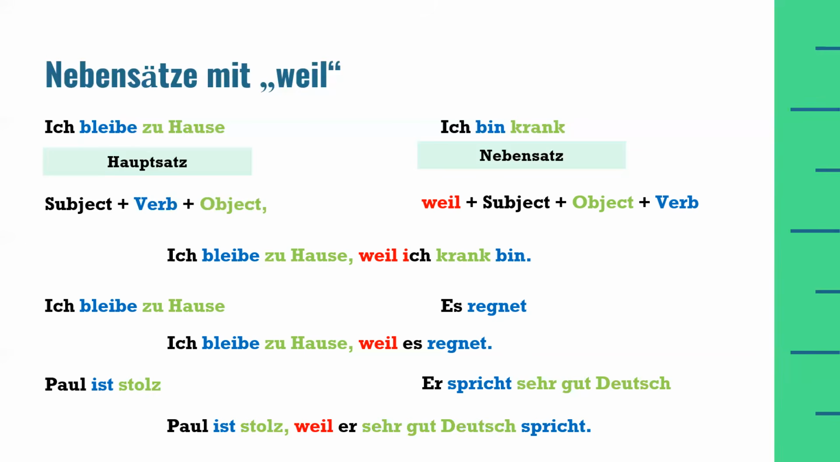Now, if we look at the sentence structure of Nebensatz, we have started it with weil, then comes the subject, again following the same rule, then comes sehr gut Deutsch, and the conjugated verb will come at the last position of the sentence. So the verb is sprechen, but if we conjugate it with respect to er, it will become spricht, and it will be used at the last position of the Nebensatz because we are using the conjunction weil.